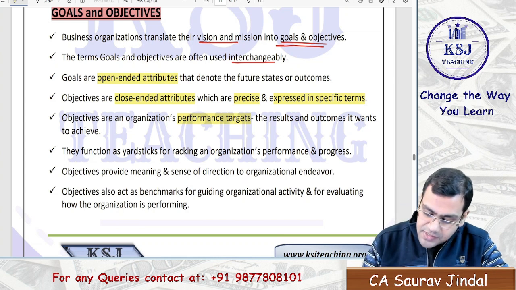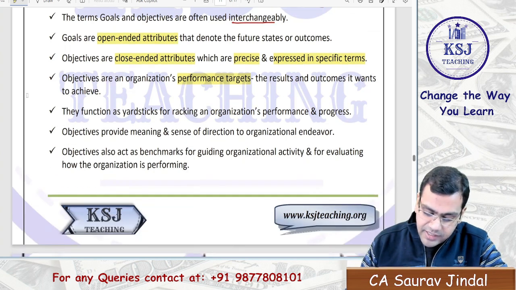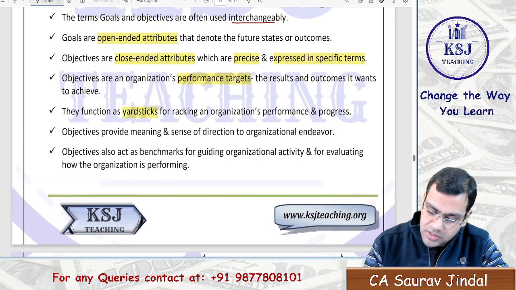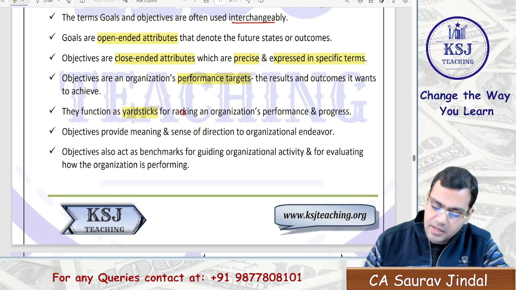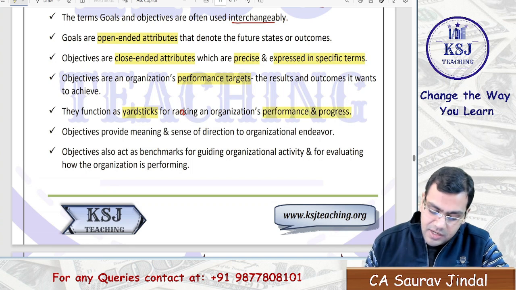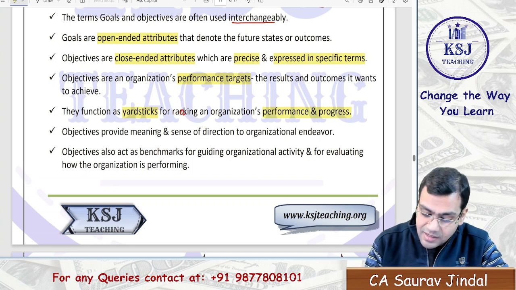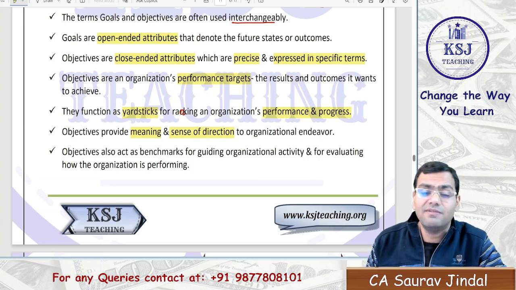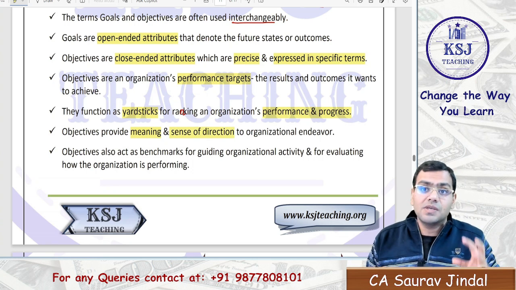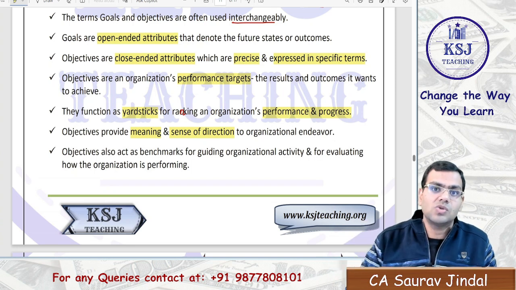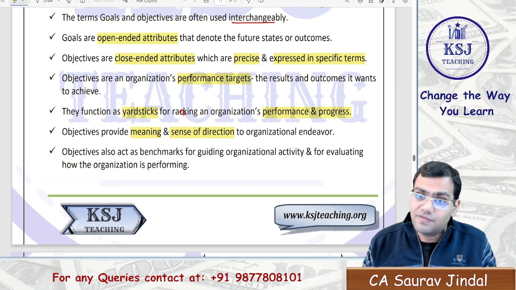So objectives are the organization's performance targets. They function as the yardstick for ranking an organization's performance and progress. Objectives provide meaning and a sense of direction to the organization's endeavor. Endeavor means the activities. It gives meaning to those activities, that yes, these are the specific things to be done, and it gives a sense of direction.